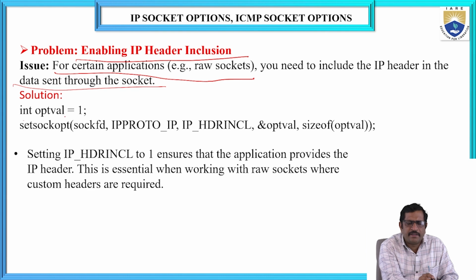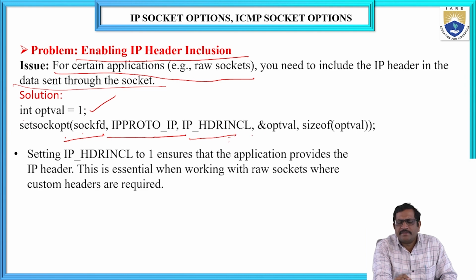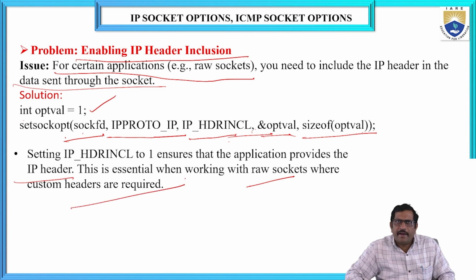The solution is int opt = 1 and setsockopt(socket FD, IPPROTO_IP, IP_HDRINCL, &opt, sizeof(opt)). With the help of this function we set IP header inclusion to 1, which ensures that the application provides the IP header. This is essential when working with raw sockets at the client side and server side, where custom headers are required. So with this function we are enabling IP header inclusion.